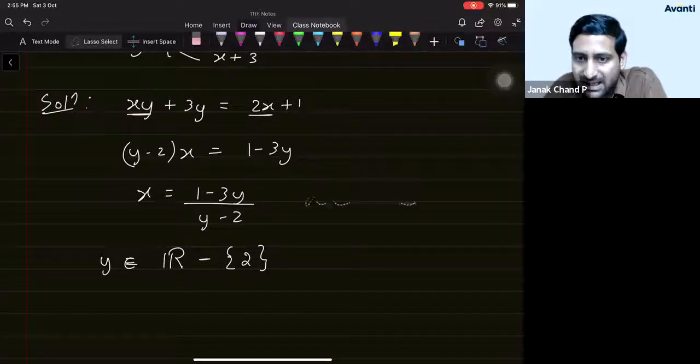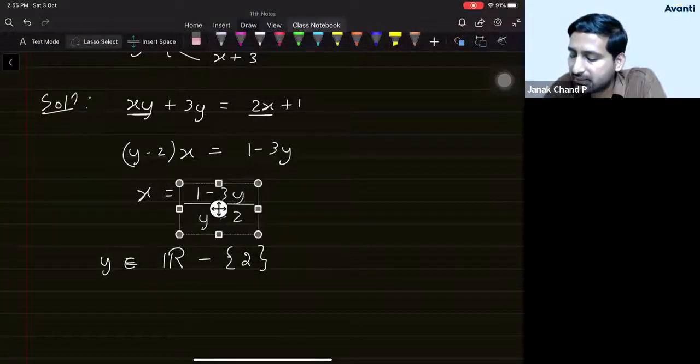But there is only one exception: when the denominator becomes 0, and that happens only when this is 2. Other than that, if you put any other real number in place of y, you will always get some real number. Hence the collection of all the possible values of y which I can put here, so that this whole thing, which is x, is a real number, is this.